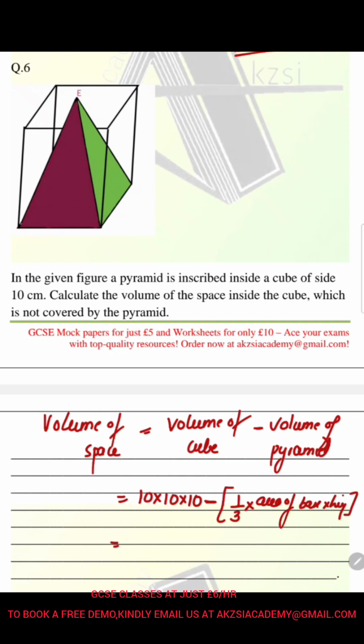So clearly this area of base, which is a square of dimension 10 times 10, is the same as the base of the pyramid. So the base of the cube and the base of the pyramid are exactly the same, which is a square of dimension 10 centimeters. So I can say that the area of base is 10 times 10 times height, and height is exactly the same, which is the height of the cube, that is 10 as well.